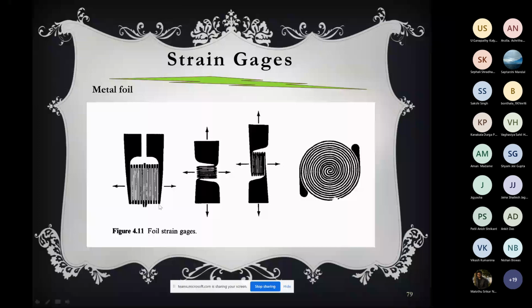Next, come to the next figure that I am pointing to with the mouse. If you see these two directions, we can apply the strain in these two directions, but in which direction will we get the strain? If we apply it in these two directions, what will happen?